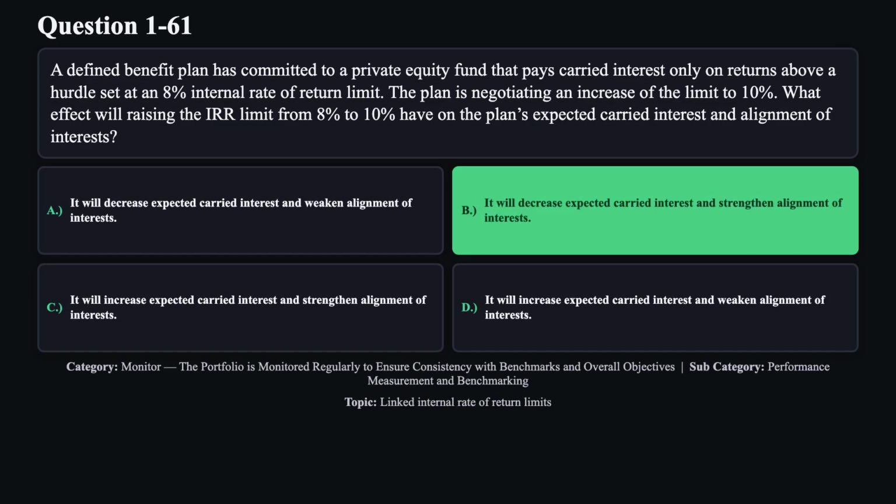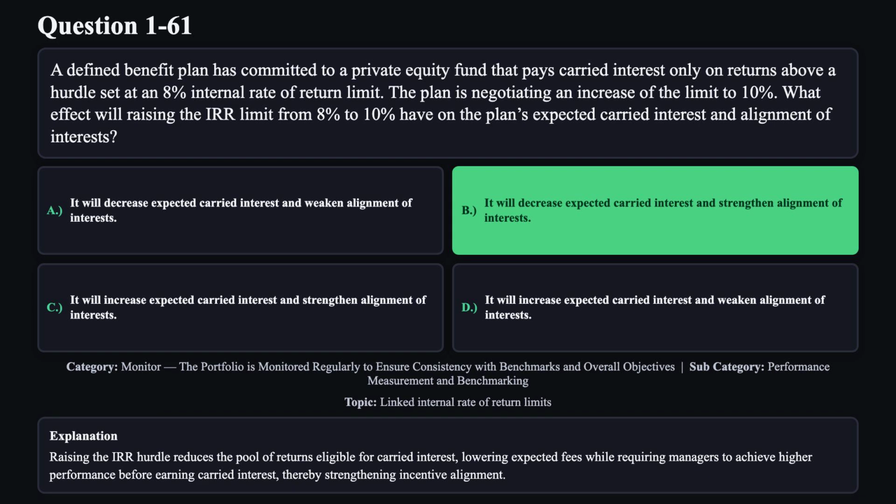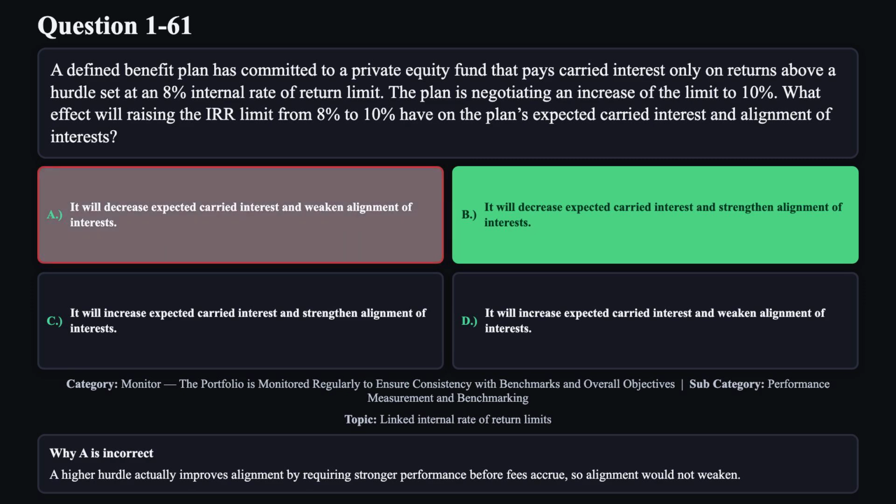The correct answer is B. Raising the IRR hurdle reduces the pool of returns eligible for carried interest, lowering expected fees while requiring managers to achieve higher performance before earning carried interest, thereby strengthening incentive alignment. Reason A is not correct. A higher hurdle actually improves alignment by requiring stronger performance before fees accrue, so alignment would not weaken.